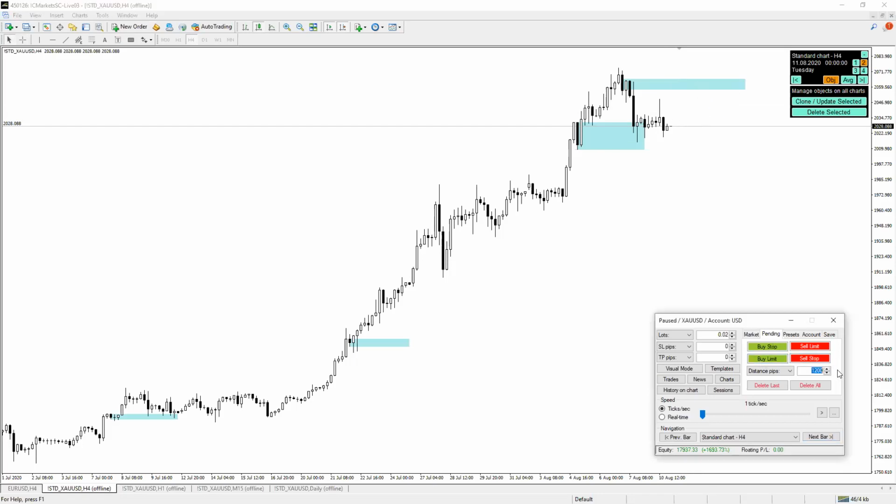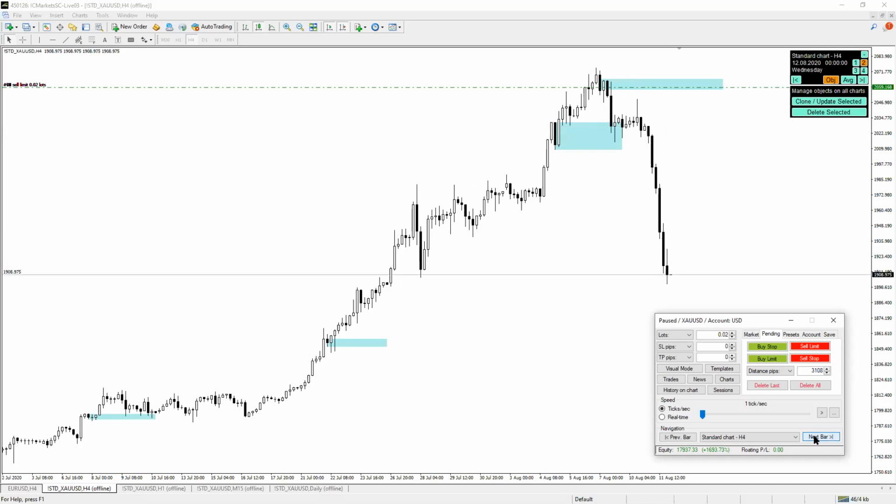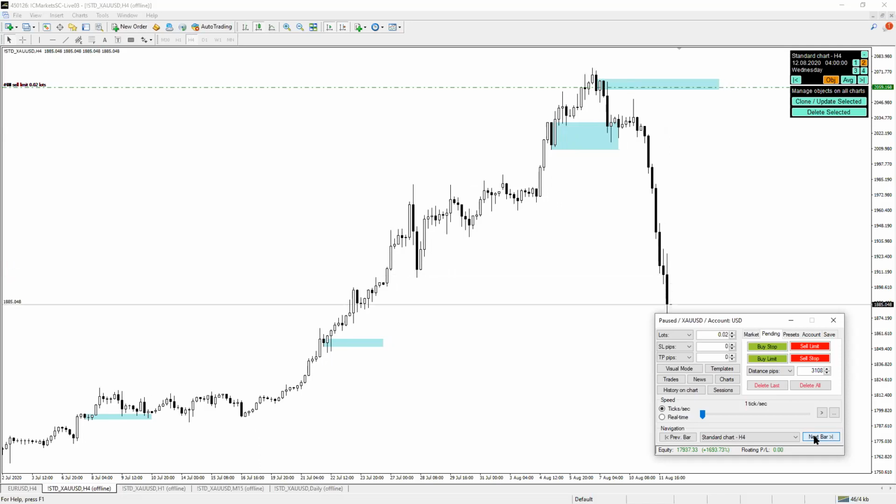3108. Place some sell stops. Wait, no. Yeah, send it. Probably placed like 10. That's something like 0.02 something. Price did come back down. Okay, fortunately, price did drop all the way down.